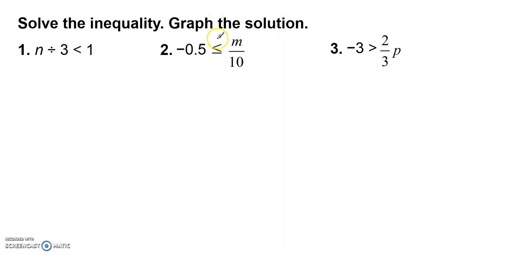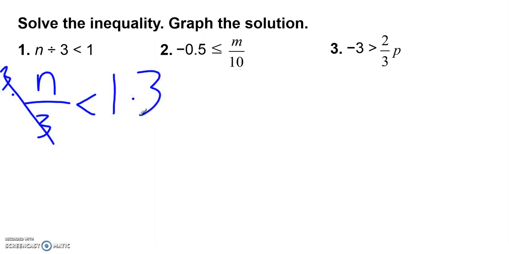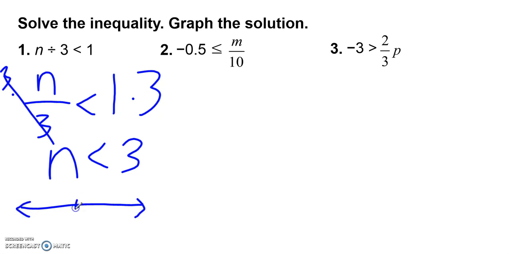Now solve the inequality and graph the solution. So I'm going to do the first two, and you can do the last one. So we have n divided by 3 is less than 1. Multiply by 3, gets rid of it, multiply by 3. I have n is less than 3, and then I'll graph it in a minute. Okay, and then for here, I have to multiply by 10, multiply by 10. That gets rid of it.